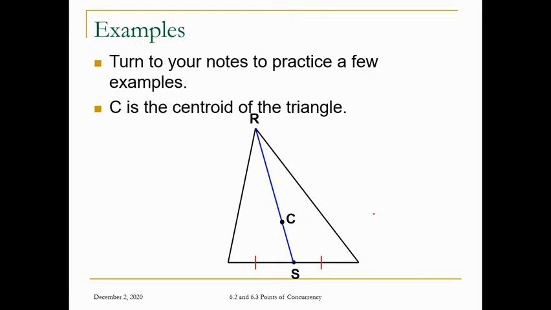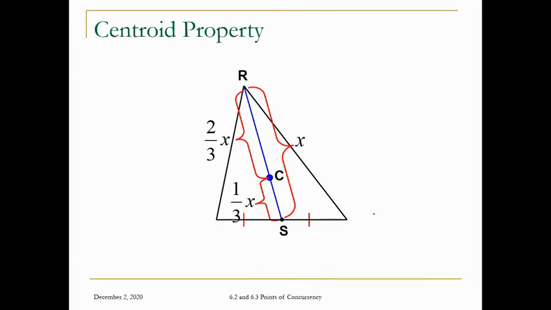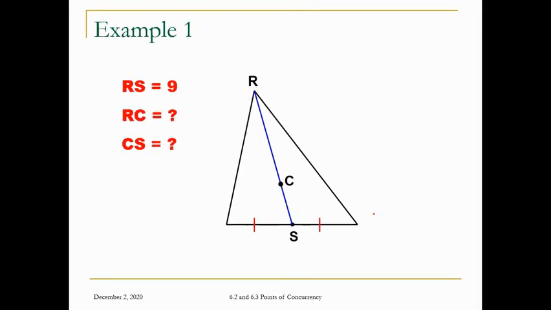So we're going to do some practice here. C is the centroid for this triangle. Notice how RC is 2/3 of your total distance, and then CS is 1/3. So if you're given the total distance RS, what is going to be your value for RC? That's right, RC will be 6. What is going to be your distance for CS? CS would be 3, because 3 is 1/3 of 9. 6 is 2/3 of 9.